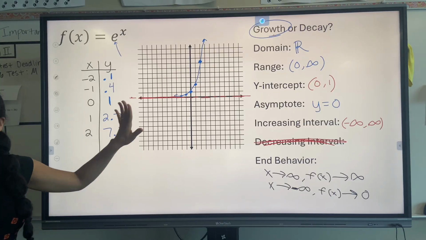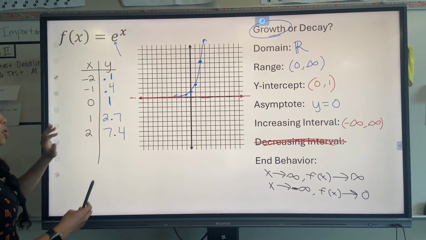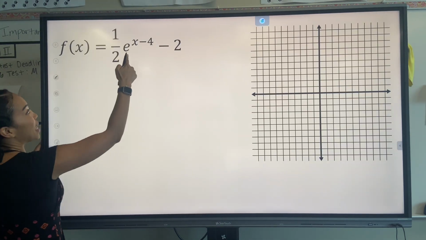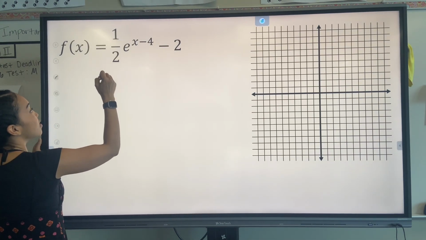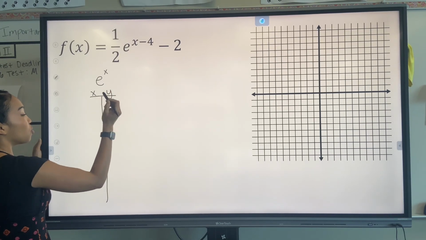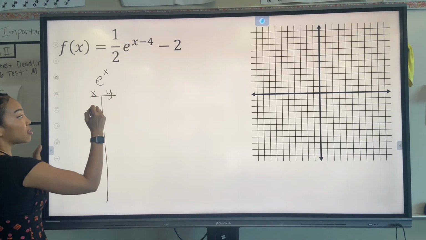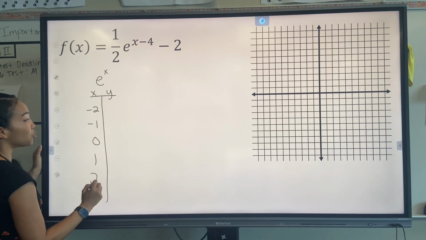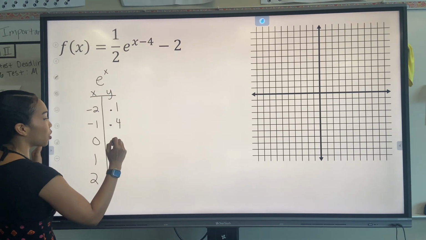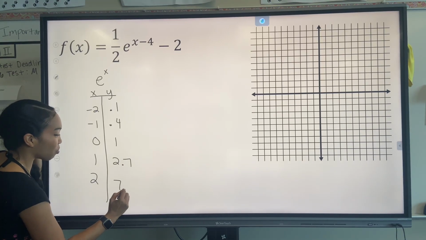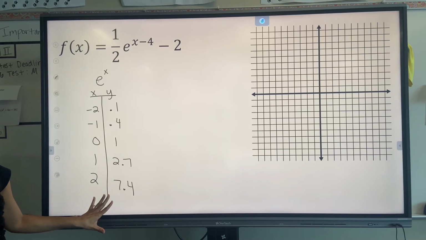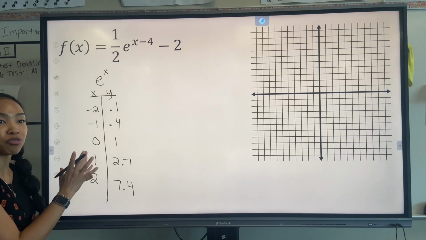Okay, so now that we know what the parent function looks like and the parent table, now you can transform it. So let's do an example. My base is e, so the parent function is e to the power of x. So I'm going to go ahead and write my table. We said that the table for e to the power of x is -2, -1, 0, 1, and 2. And then the y values were 0.1, 0.4, 1, 2.7, and 7.4. So you always start with the parent table.